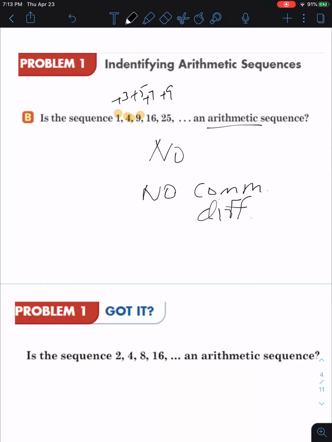Okay, and since we don't have a common difference, it's not arithmetic. So the answer is no. Moving on.